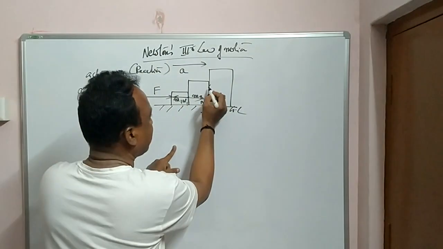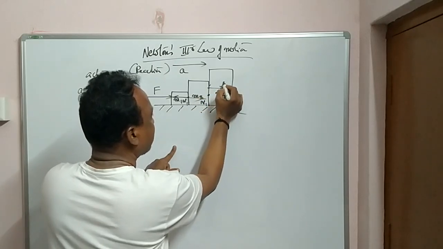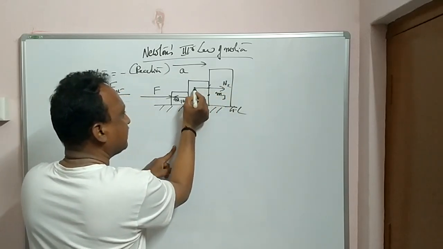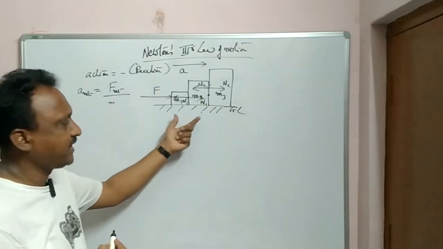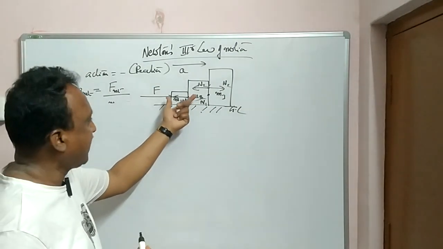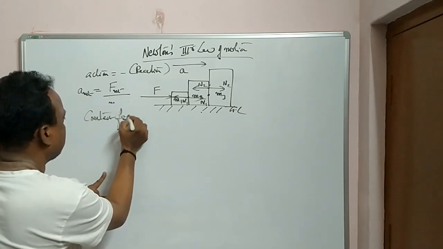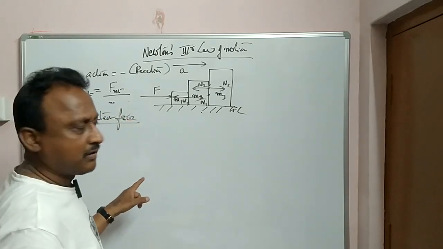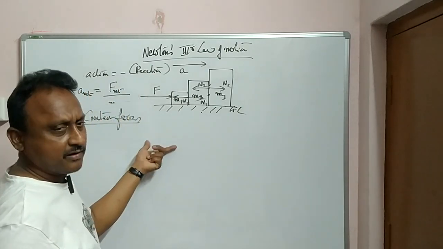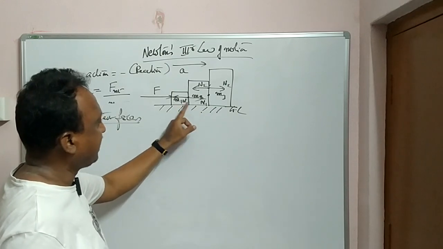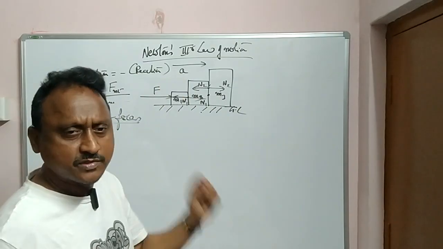Now coming to M3, let the contact force be N2, and this will again give the same N2 on the second body. So this is how we explain Newton's third law. The contact forces between the blocks can be calculated by Newton's third law. In the figure, between M1 and M2 let the contact force be N1, and between M2 and M3 let the contact force be N2.